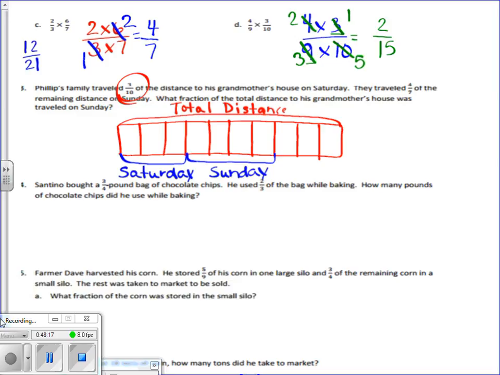Okay, so what is the actual fraction? What would we actually really call the fraction of this distance that was traveled on Sunday? It's not really 4/7. What would we call it? 4/10. Because each piece is a tenth. Very good.